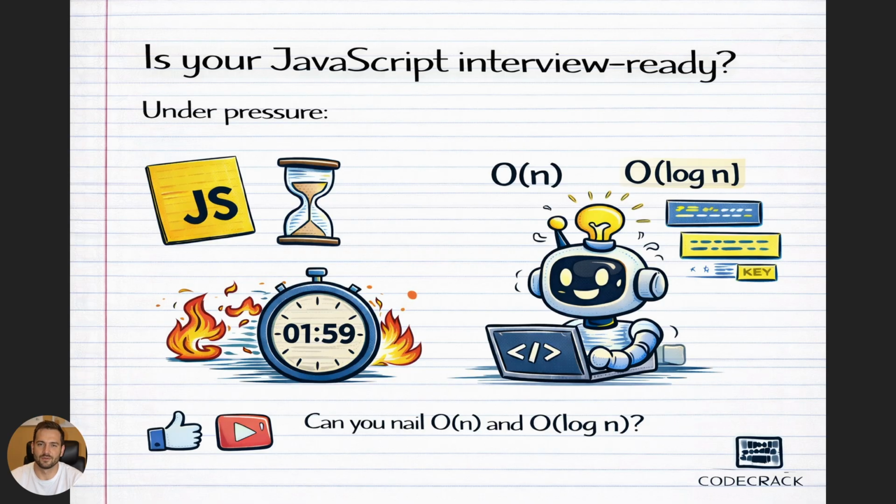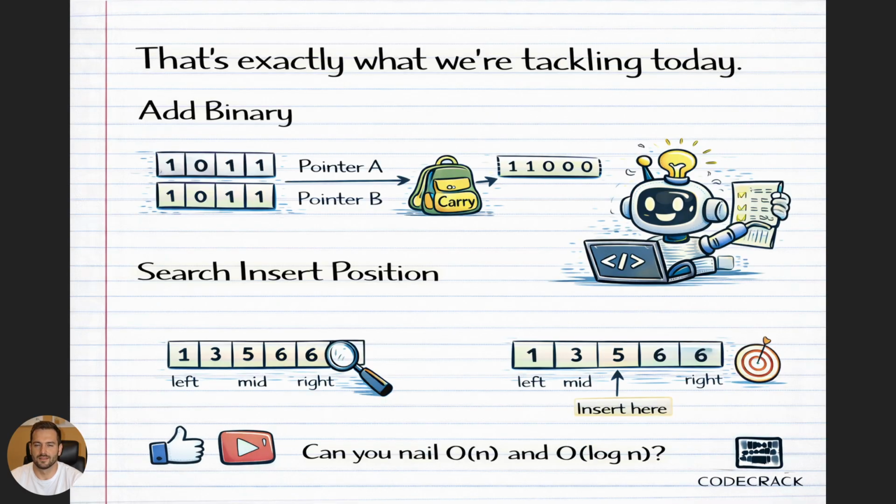Imagine facing two of the most common coding challenges under real pressure. Could you nail them on the first try, explain your thinking out loud, and hit optimal O of n and O of log n time complexities without a hitch? That's exactly what we're tackling today.